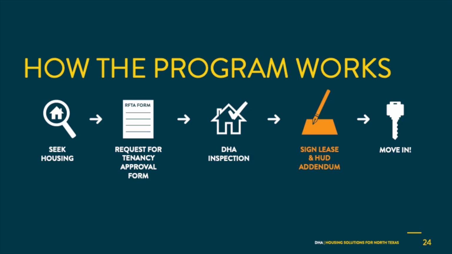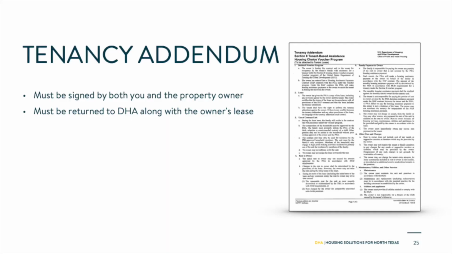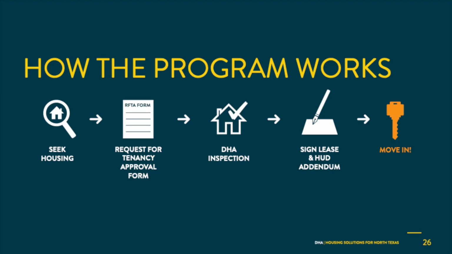The next document we'll review is the HUD Addendum. The tenancy addendum is a HUD-required form that must be signed by you and your landlord and becomes an addendum to the owner's lease. This document protects you from any prohibited provisions that may be found in the owner's lease agreement. Once all of these steps and documents are complete, DHA will authorize you to move into your new unit.